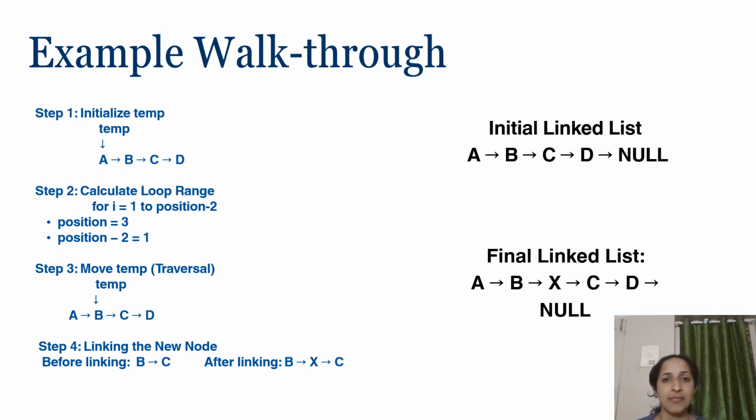As we move temp, it stops at student B, before the link where B pointed directly to C. After we update the pointers, B now points to our new student X and X points to C. Our final registration order becomes A, B, X, C, and D. We have successfully added a student to the middle without moving A, B, C, or D in memory.